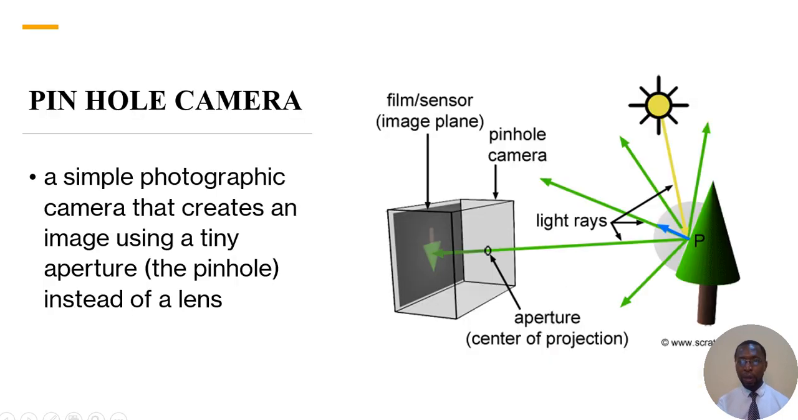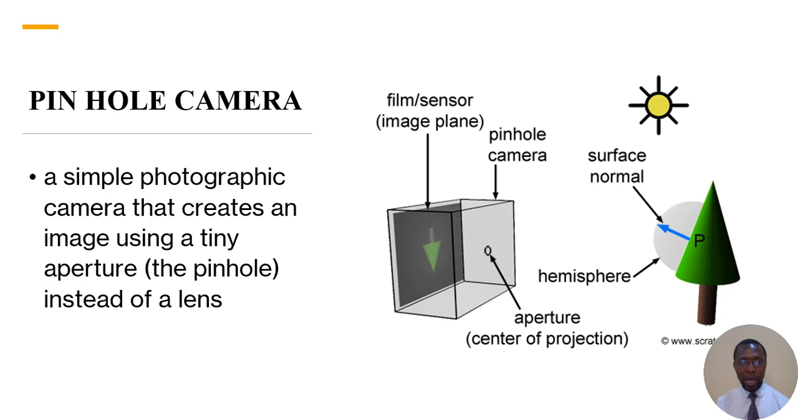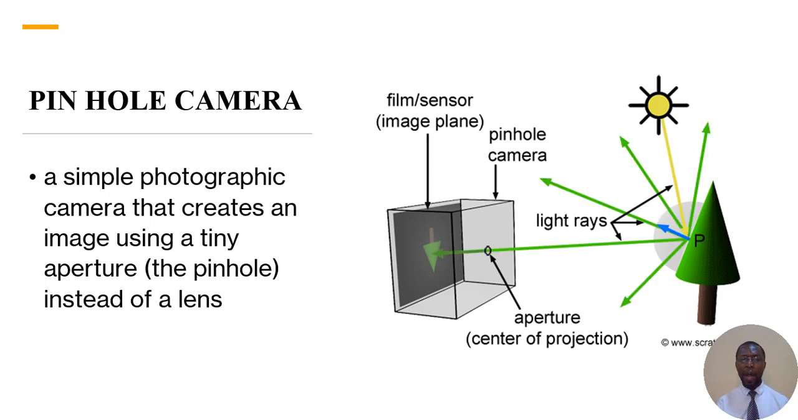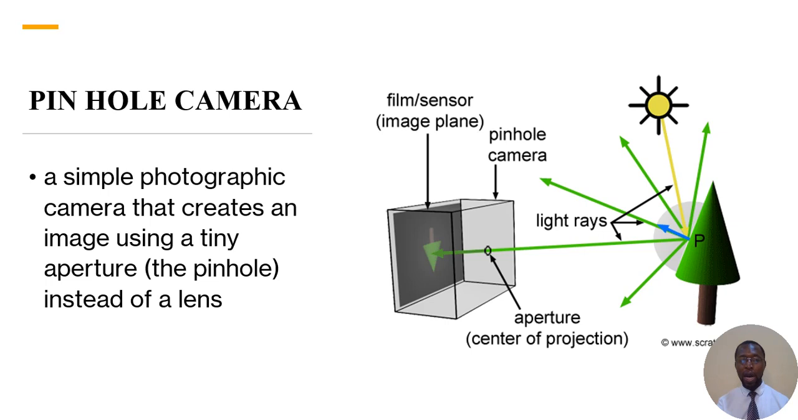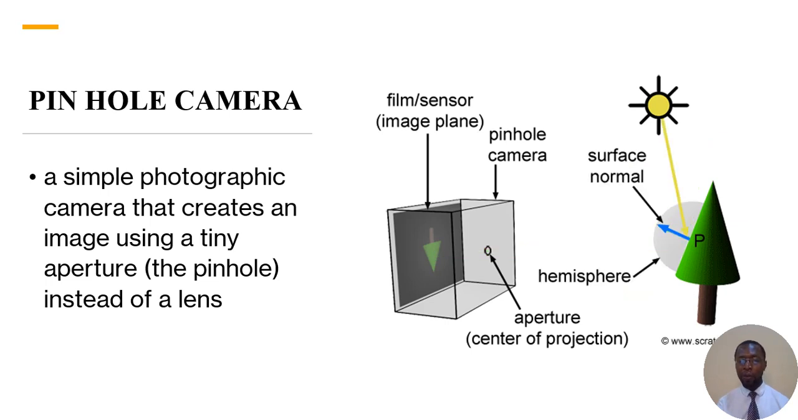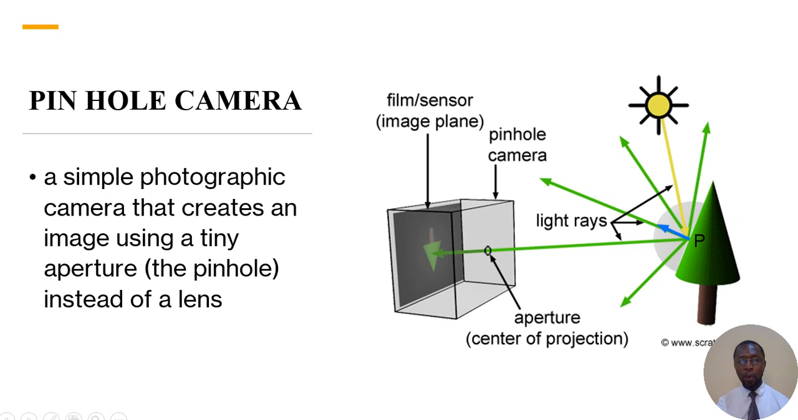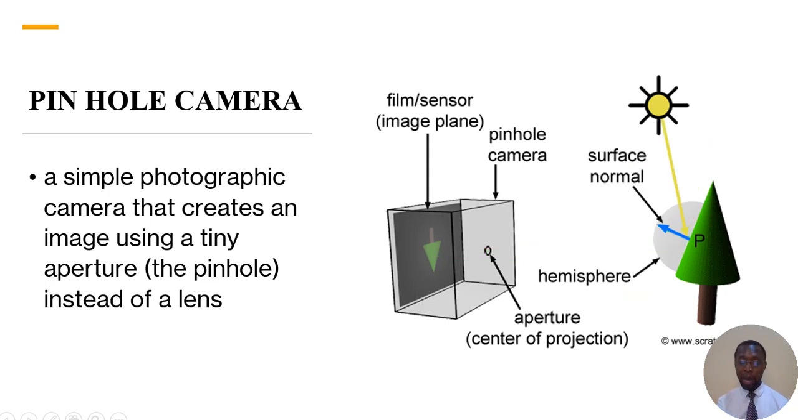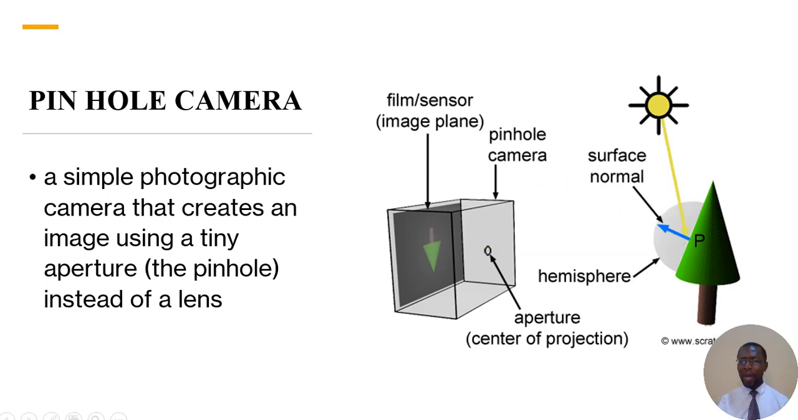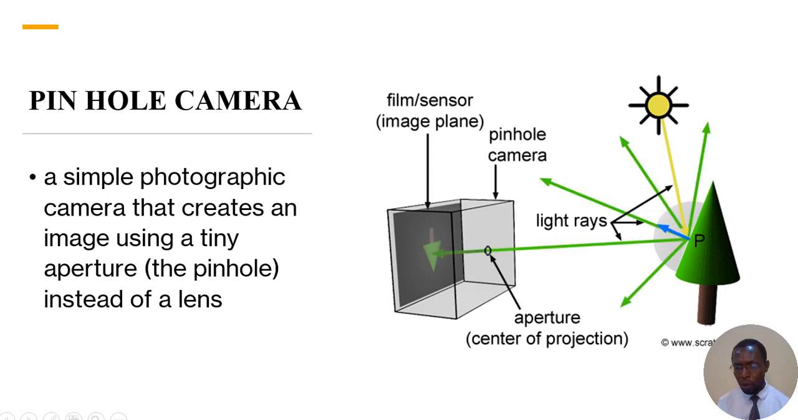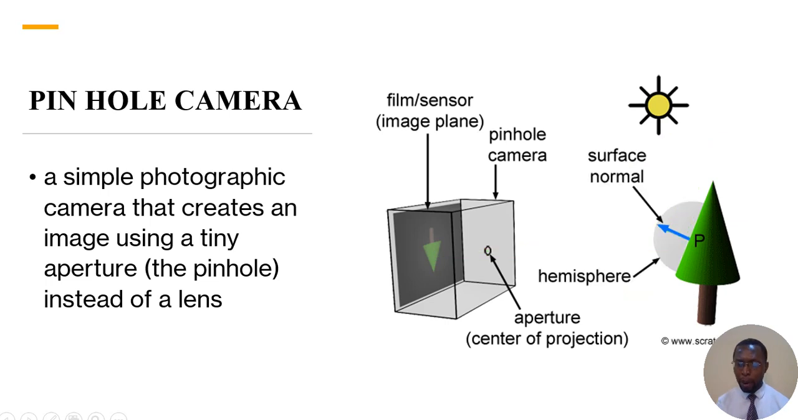Now, still going forward, we are going to be looking at another area where we apply light, and it's what we call the pinhole camera. Today we are enjoying our digital camera, but before the invention of the digital camera, we had this locally made camera by the old scientists called the pinhole camera. Now, how does it work? It's just a simple photographic camera that creates an image using a tiny aperture. Look at this aperture here. This side is a tiny aperture. It's just a small hole.